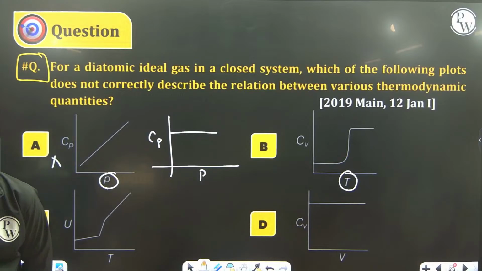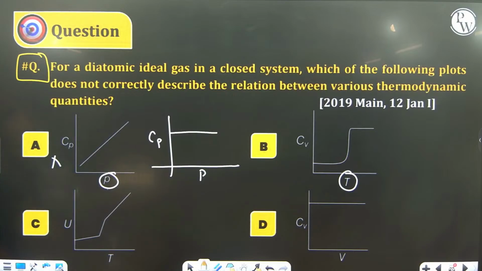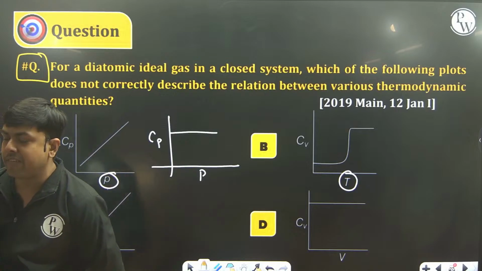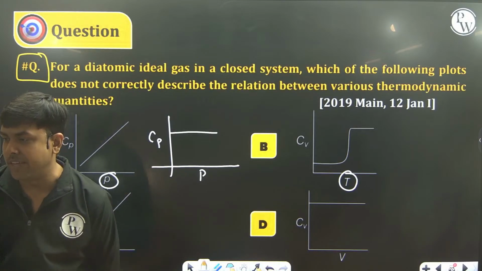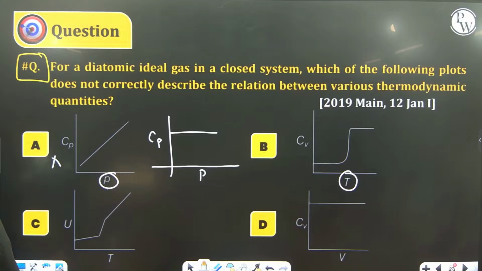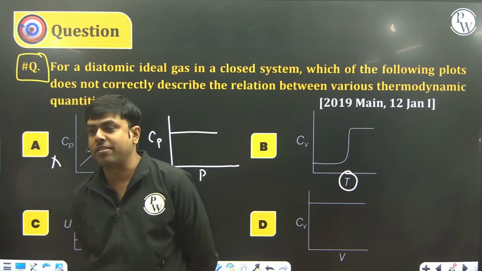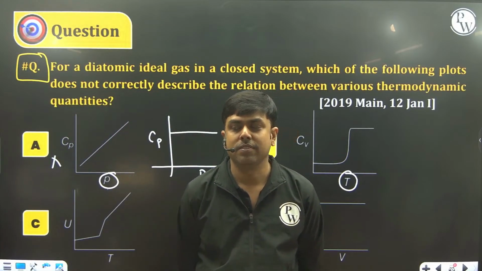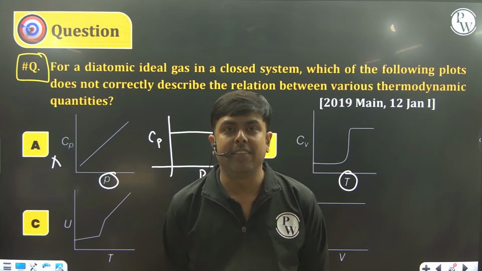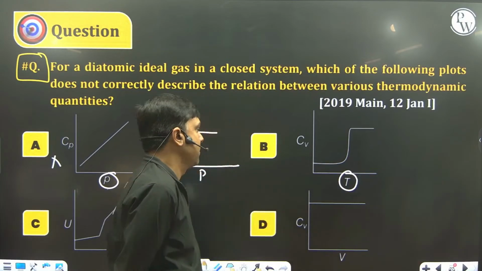Now, everyone, please solve it. A. Okay, will CV vary with temperature? Tell me, how will CV vary with temperature? Can anyone tell me how and why this CV will vary with temperature?